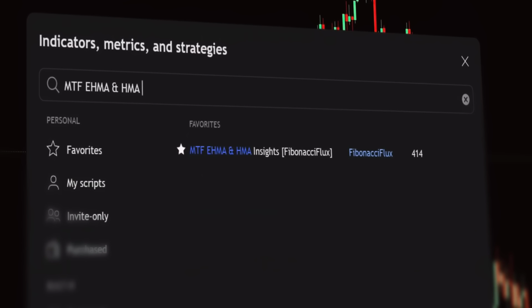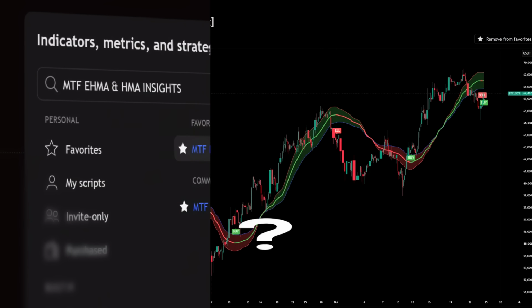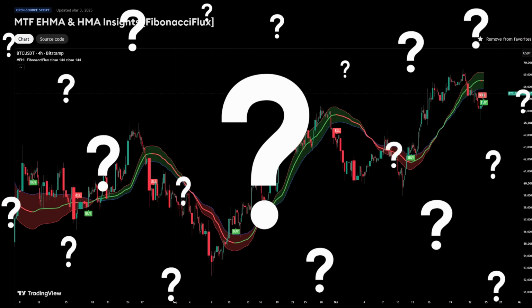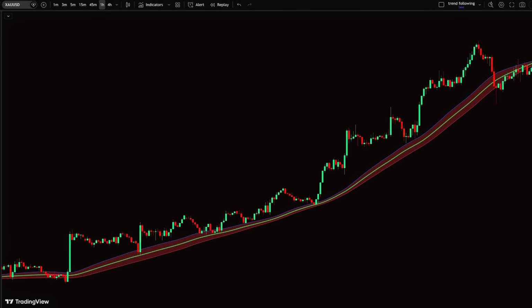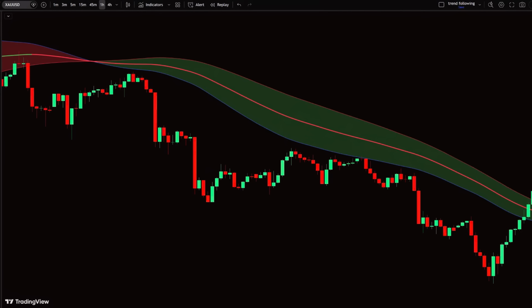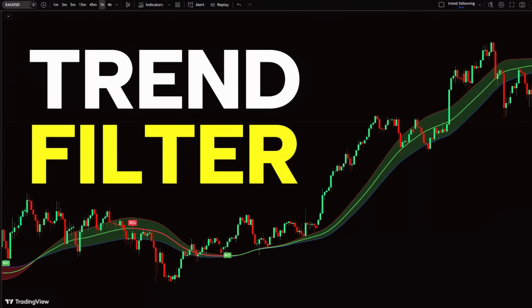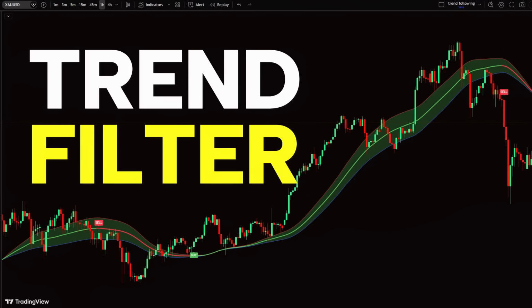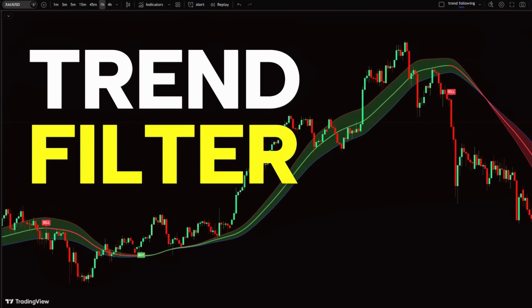Its job isn't to tell us exactly when to buy or sell. It's much simpler than that. It helps us answer one question: who is currently in control of the market? When price is trading above their band, buyers have the advantage. When price is below it, sellers are generally in control. Think of it as a trend filter. Instead of guessing the direction, it gives us a framework for deciding whether we should even be looking for buys or sells in the first place.